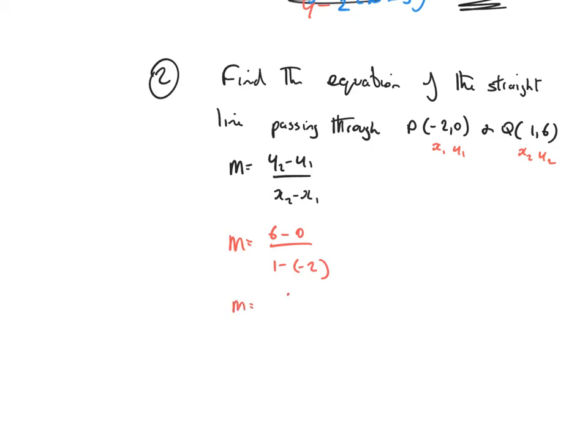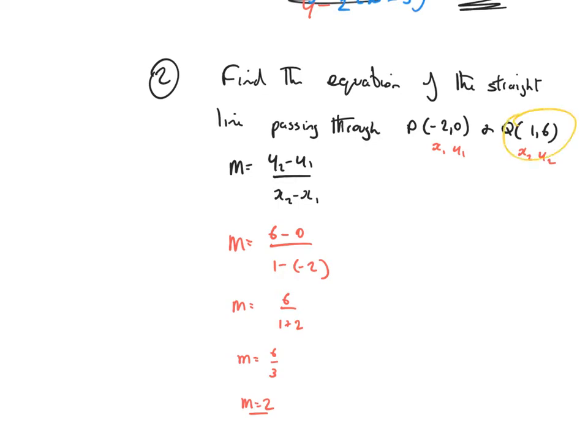Okay, so 6 minus 0 is 6. The two negatives become a plus, so 1 minus minus 2 is 1 plus 2. So that's 6 over 3, and the gradient of the line is equal to 2. Now, we can use the equation y minus b equals m bracket x minus a when we have the gradient and any point that lies on the line. Any point that lies on the line means that I can choose either point. It doesn't matter which, I'll get the same answer. So you don't need to think about it too much, just choose one of the points.